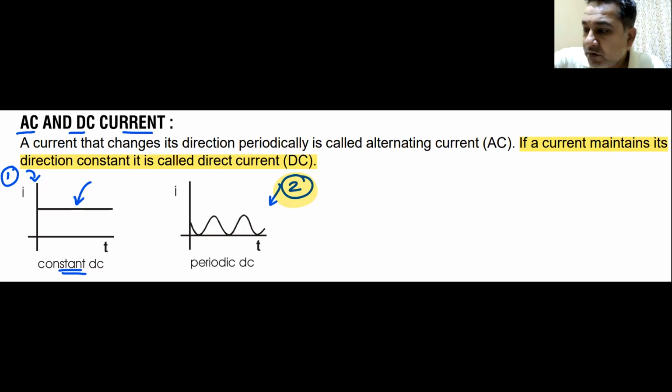So this is what DC is all about. DC, or direct current, or DC voltage. If the voltage does not change its direction, it may change its magnitude. That voltage or that current is known as DC voltage or a DC current.